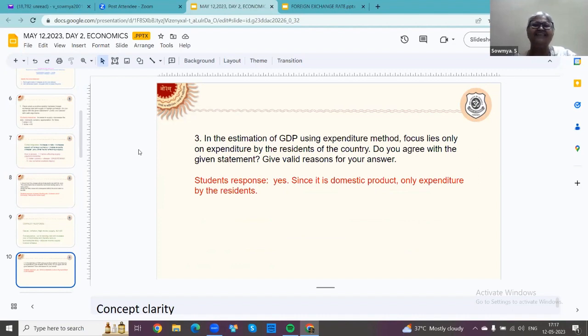Look at this. In the estimation of GDP, using the expenditure method, focus lies only on expenditure by the residents of the country. Do you agree with the given statement? Give valid reasons for your answer. What do you think will become the answer for this question? What should be written? What is expected? What's the board expecting as value points for such questions?